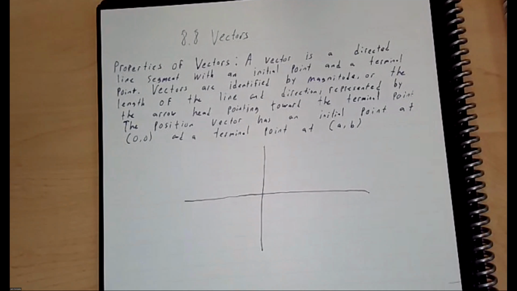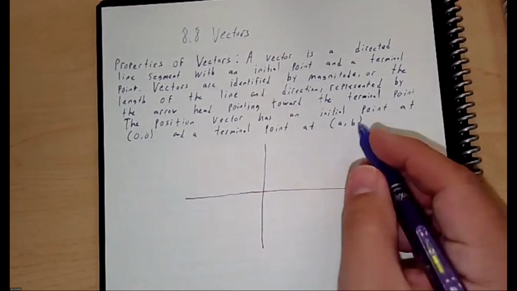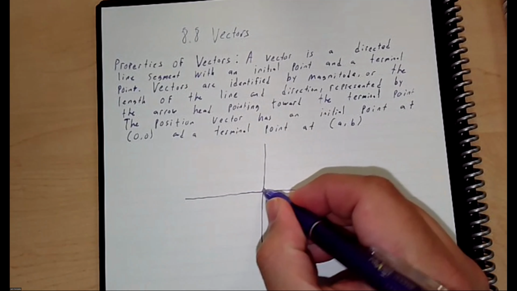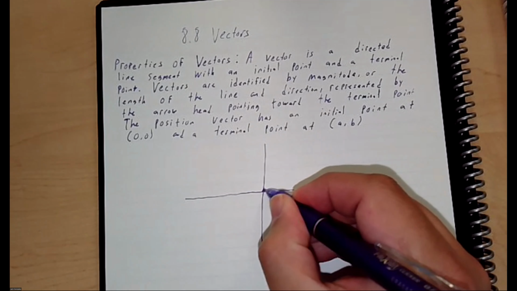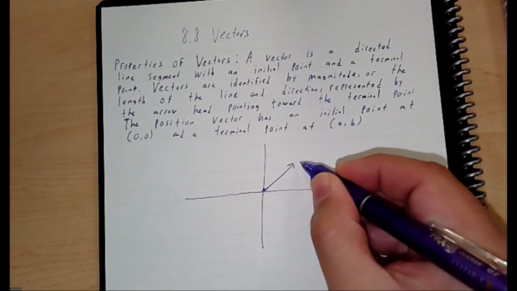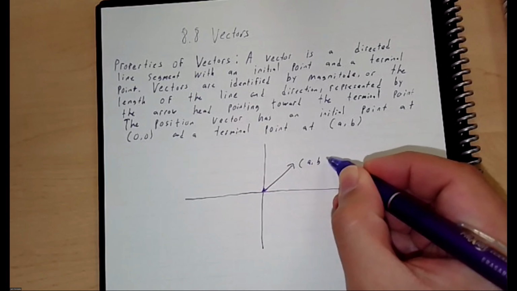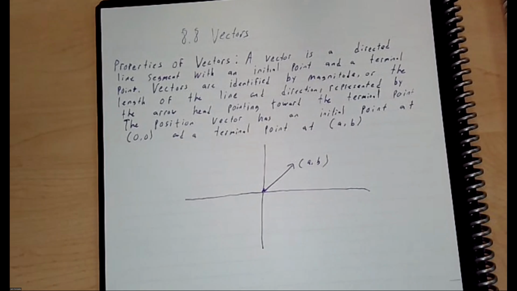The tip of the arrow is pointing towards the terminal point, and to find the position vector, it starts at 0, 0 and goes to the terminal point, A, B. So basically, this is the origin, 0, 0. This right here will be my A comma B. So there's my vector.